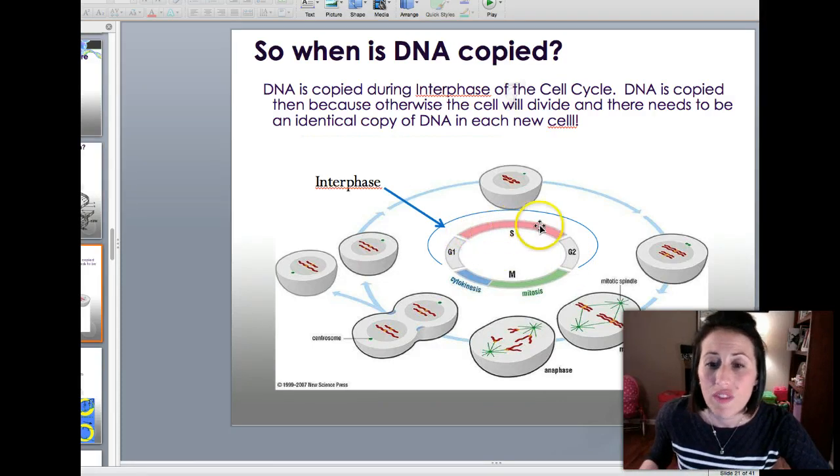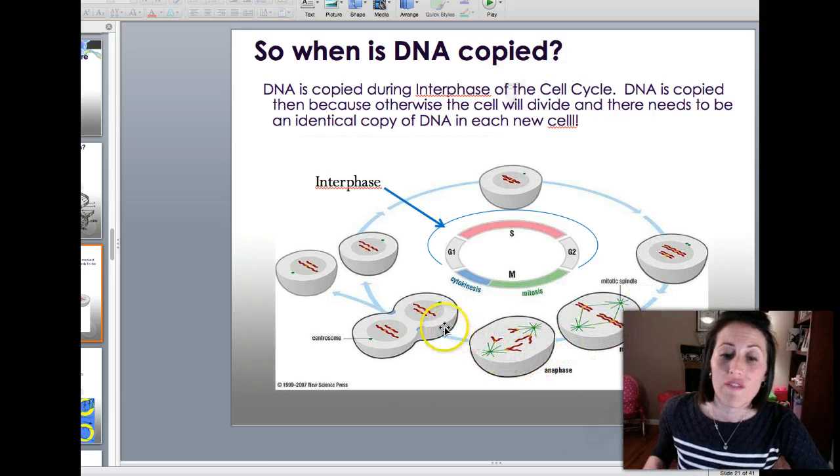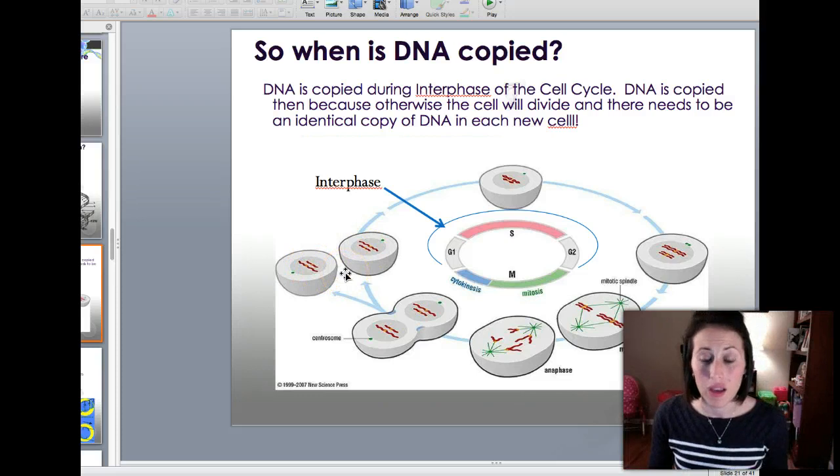So right in this phase, that's pink right here, this S phase, that's when DNA makes a copy of itself, okay? So that way, when the cell, and you can see even here, there's two pieces of DNA here and two pieces of DNA here, so that when that cell gets bigger and bigger, and then it finally divides and it creates two different cells, each cell has an exact copy, an identical copy of that DNA.